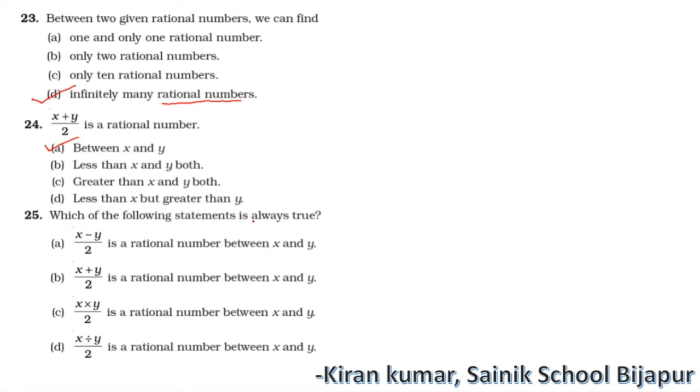Which of the following statement is always true? X minus y by 2 is a rational number between x and y. X plus y by 2 is a rational number between x and y. X into y by 2 is a rational number between x and y. X divided by y divided by 2 is a rational number between x and y. Here, the second option is always true. X plus y by 2 is a rational number always.